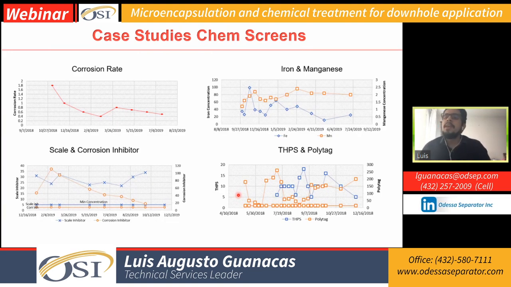So these were the KPIs we were analyzing for this project. We tried to analyze the factors that will let us know if our chemicals were actually working in each well. So we chose corrosion rate, iron and manganese, the scale and corrosion inhibitor, and the DHPS and polytar. For the major part of the wells, we were having corrosion and scale issues. Scale issues due to calcium carbonate, and then they also have iron sulfide. So that's why you see the DHPS right there.